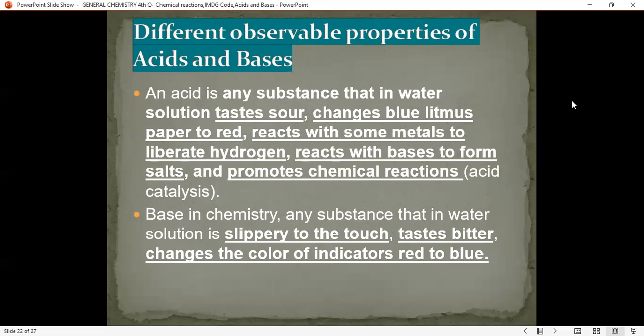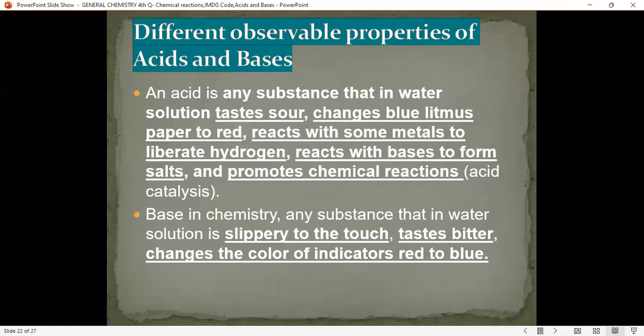So an acid is any substance that in water solution tastes sour. Okay, so there are foods, fruits or vegetables or whatsoever that are sour, meaning it contains a little bit of acidity. It changes blue litmus paper to red. And so litmus paper is actually what we call an indicator in order for us to classify whether the specific liquid is an acid or a base. Okay, so again, it has a purple to blue, purple to red color.